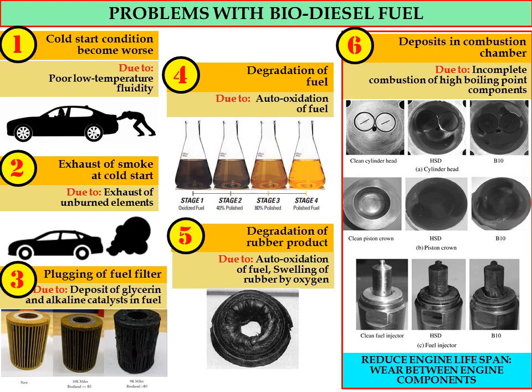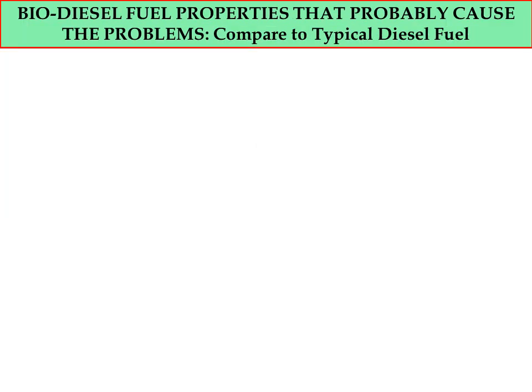Okay, regarding the deposit formation, we can see more deposit formation on the cylinder head, on the piston crown, and also on the fuel injector tip when the engine uses B10 compared to HSD, high sulfur diesel fuel. This condition of deposit formation in the combustion chamber will reduce engine lifespan, where the deposit will cause wear between engine components.